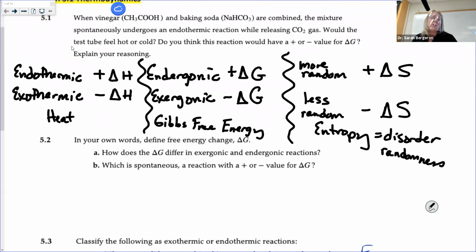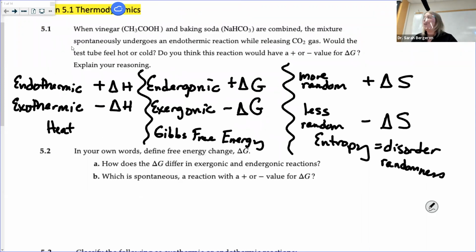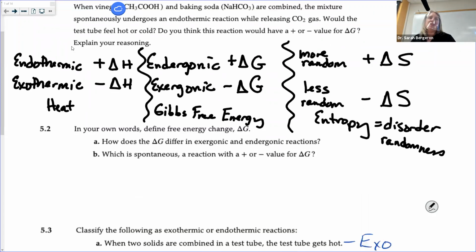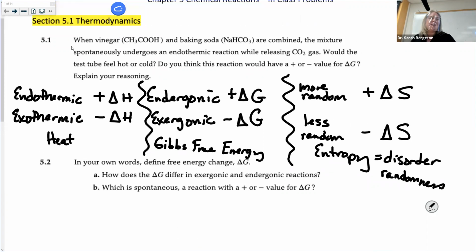Okay, I did 5.1 in the video, right? I did the odd numbers. No, I didn't. I skipped it. Okay. All right. So when vinegar and baking soda are combined, the mixture spontaneously undergoes an endothermic reaction while releasing CO2 gas. Would the test tube feel hot or cold? What did it tell us in this reaction? Let's answer it one at a time.